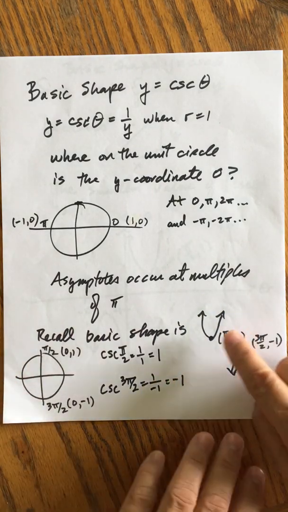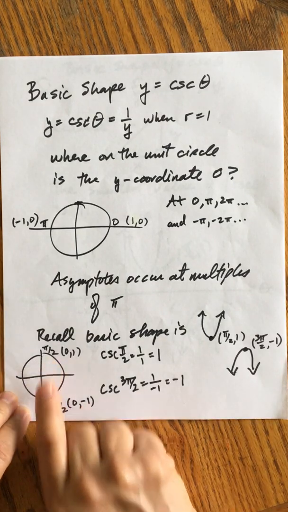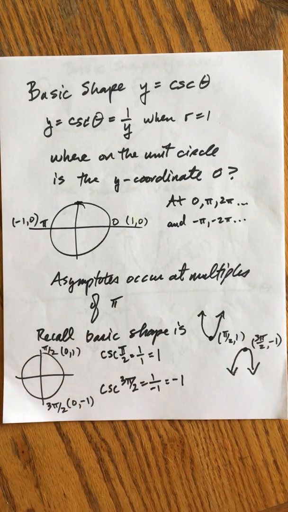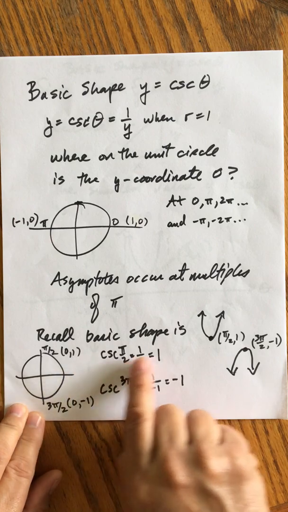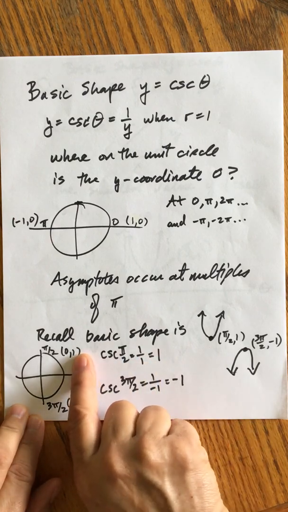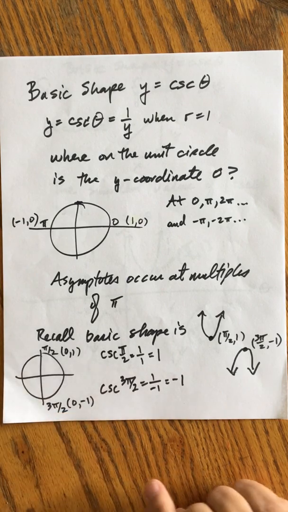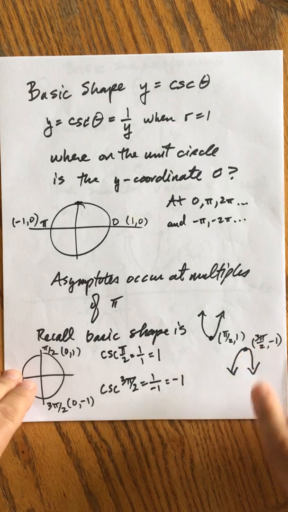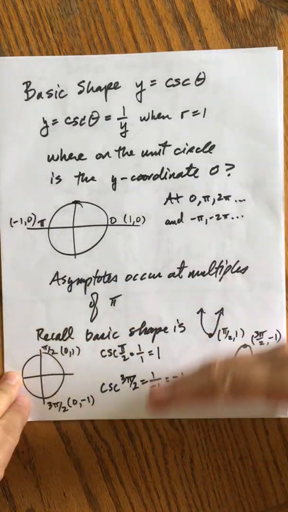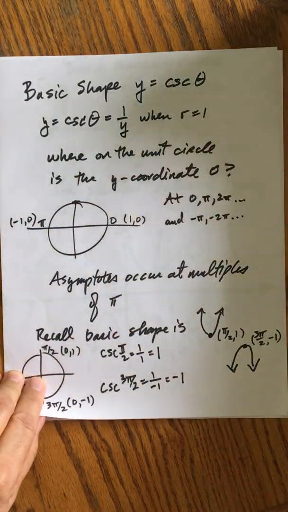And then if you recall, the basic shape is like alternating u's, and what happens is at pi over 2 and 3 pi over 2 and multiples of pi over 2, it could be negative pi over 2, negative 3 pi over 2, and so on. Because you're talking about 1 over y, and the y is either 1 at pi over 2 or negative 1 at 3 pi over 2, you get 1 and negative 1, so here's your lowest value in terms of the y movement when you're graphing y equals cosecant theta.